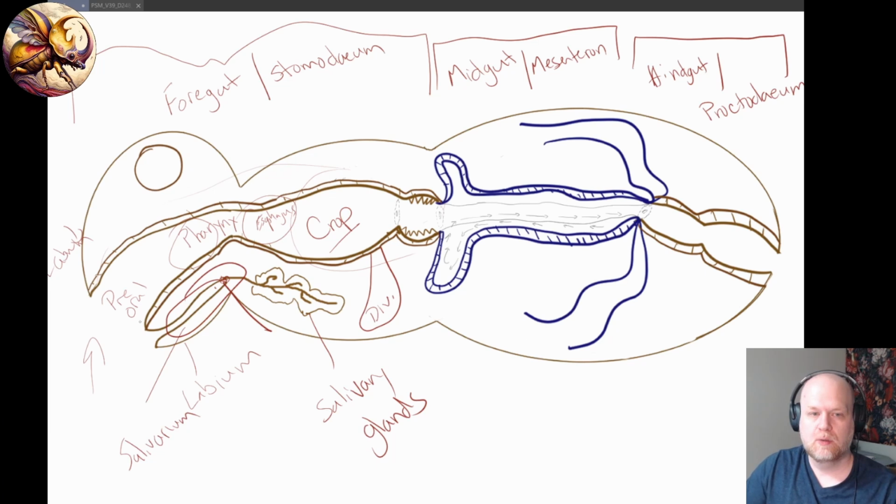So food comes through the preoral cavity, through the pharynx, down the esophagus, into the crop or into the diverticulum, and when it's ready to be digested, it passes through a sphincter muscle into what is called the proventriculus. So this area here is called the proventriculus.